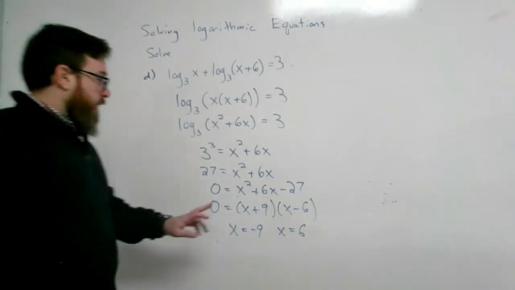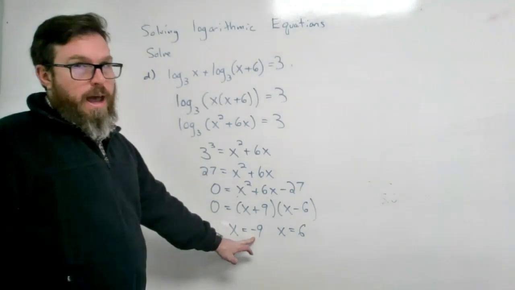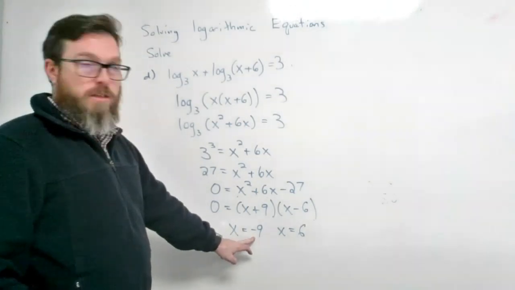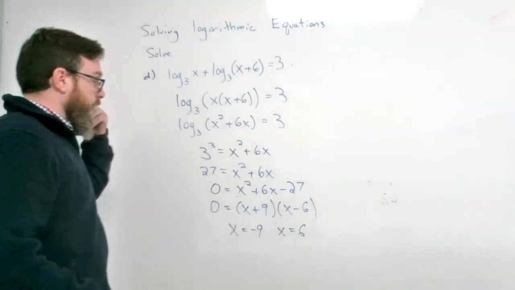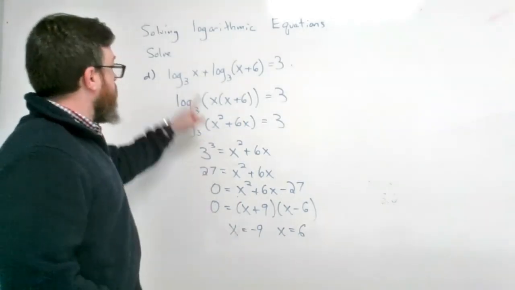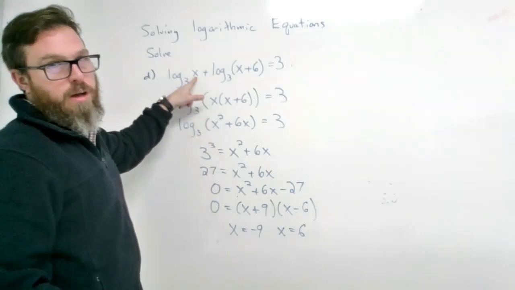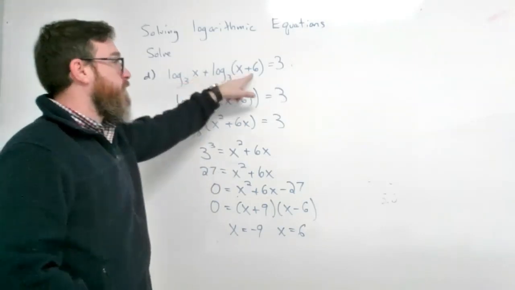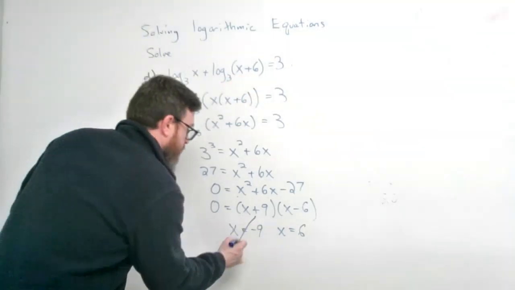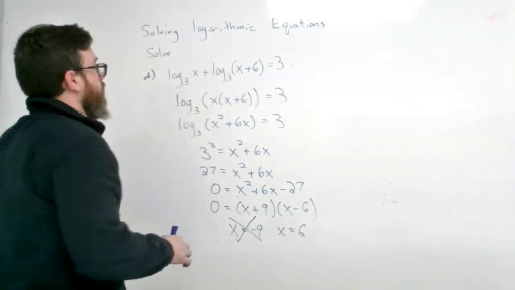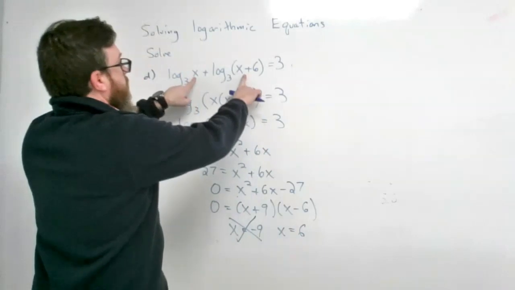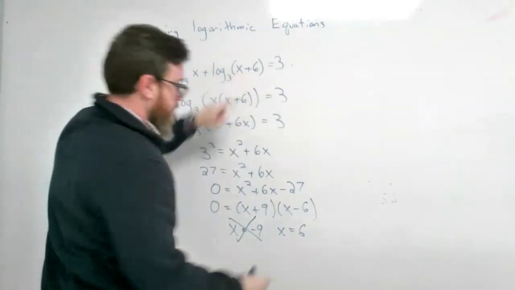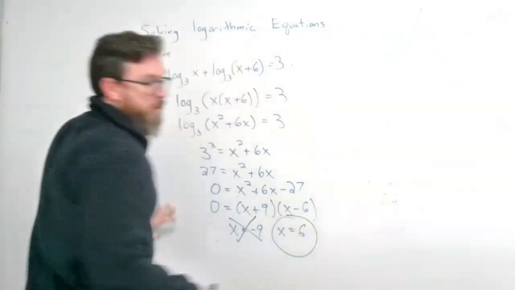Now, remember that we're allowed to have negative answers. We just have to make sure that the argument is still going to be positive. So if you plug in -9, well, this is going to be the log base 3 of -9. That means that this argument is going to be negative. The same thing here. So this -9 is not a solution because I have negative arguments. But if you plug in the positive solution, it'll work for both here and here. Those will both be positive. This will be a +6. This will be a +12. Therefore, that is going to be a solution.